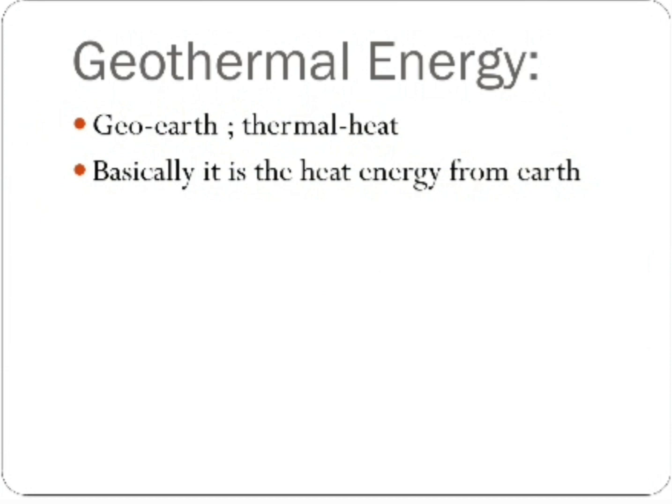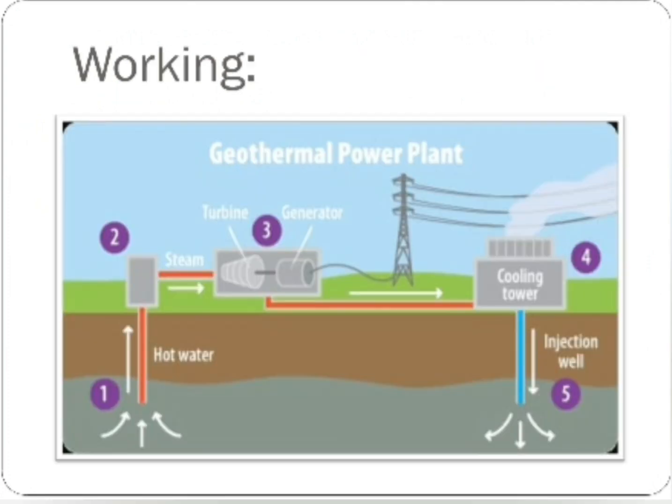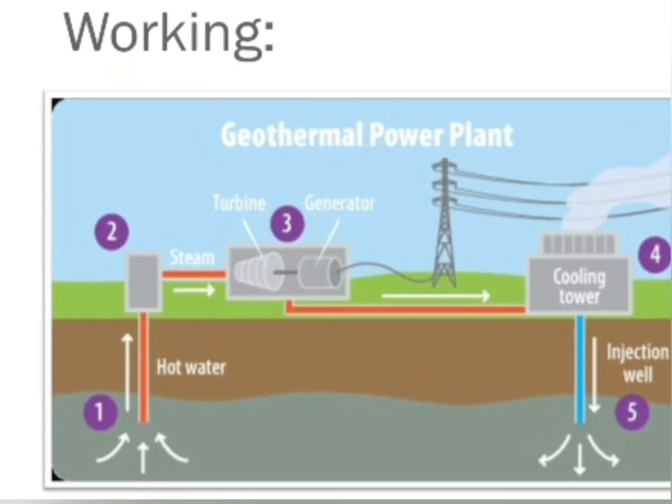Now let's see how it works, like how geothermal energy is converted into electricity or other forms, or how a geothermal power plant works. So here it is. First, the hot water is pumped from deep underground through a well under high pressure. Now, when this water reaches the surface, the pressure is dropped, which causes the water to turn into steam. This is depicted as number 2 in our PPT.